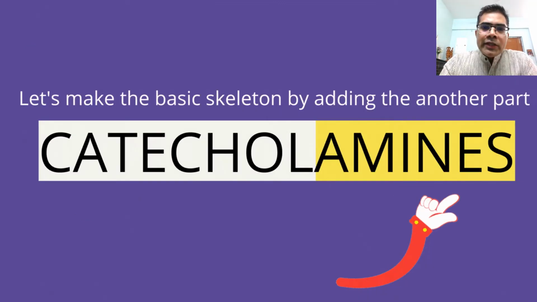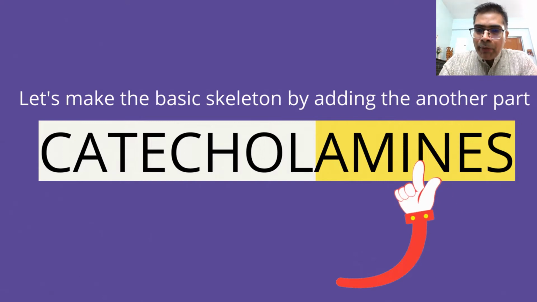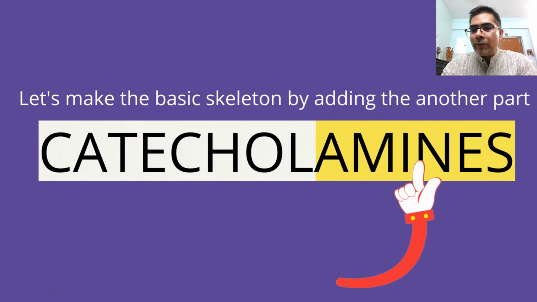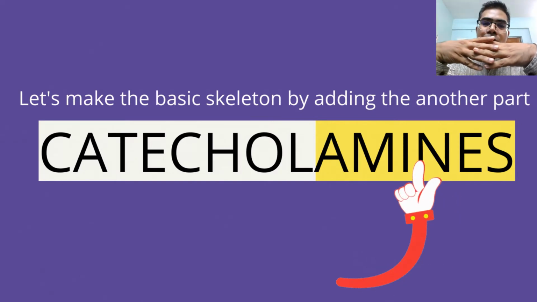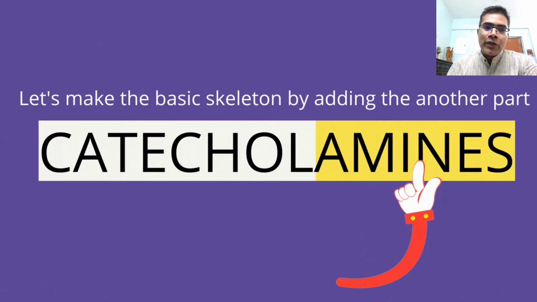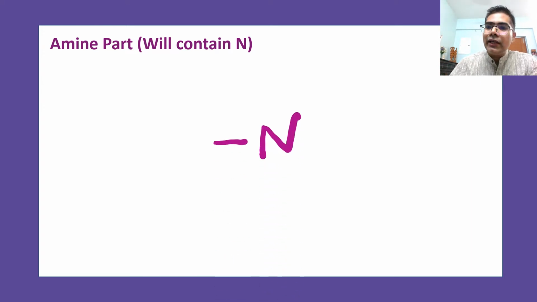So once we have drawn the structure of catechol, now the next part is to complete the amine part. Once we know the structure of catechol and the structure of the amine part, we fuse these two, so the basic skeleton of catecholamine will be ready. So let's go with the amine part. As the name says, the amine part will contain N.